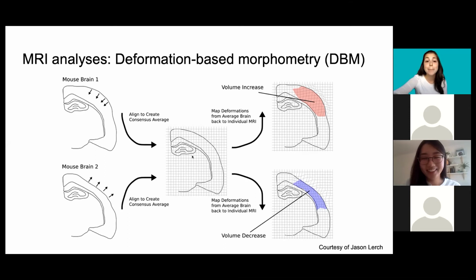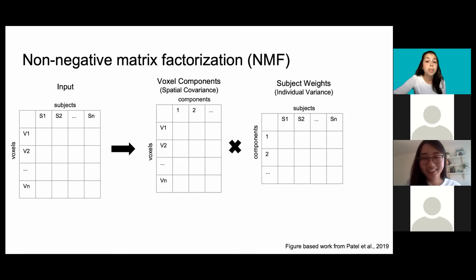And so when we map back from the average to the subject, we get information about volume increases and volume decreases. Essentially, what we're getting here is a voxel-wise measure of volume difference. With this, we can then use multivariate techniques to examine groups of voxels together. So essentially, we'll be able to get a brain atrophy network.